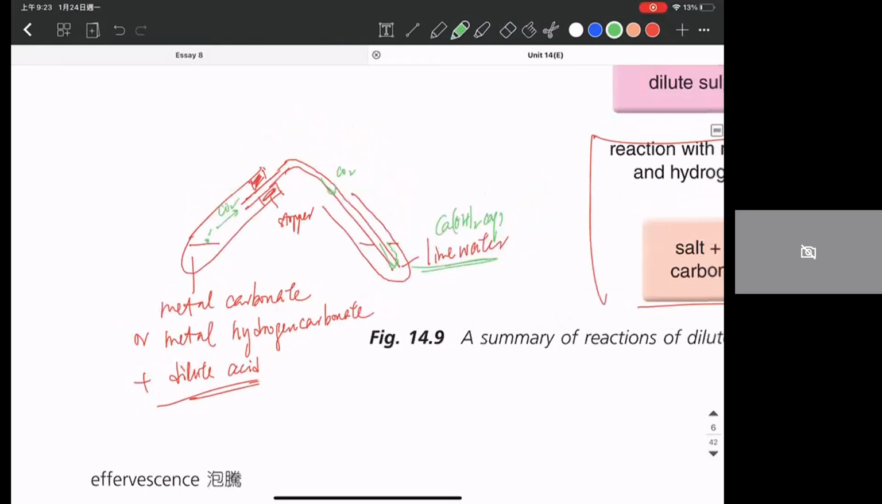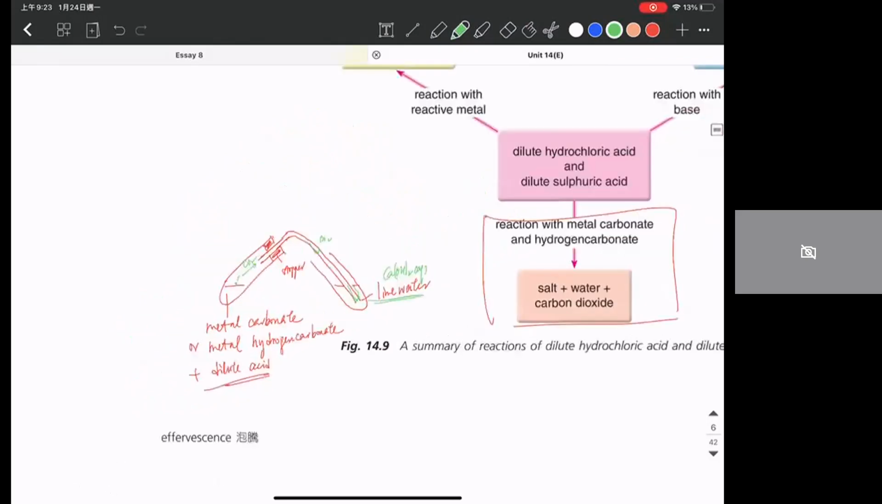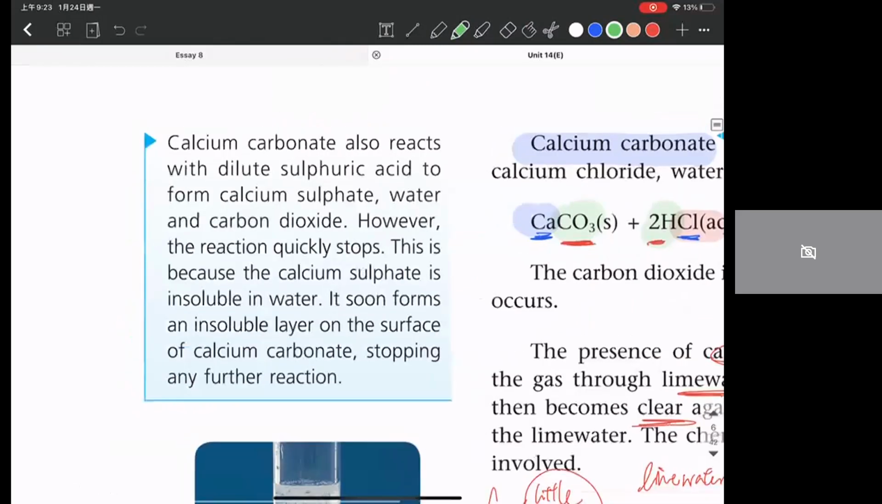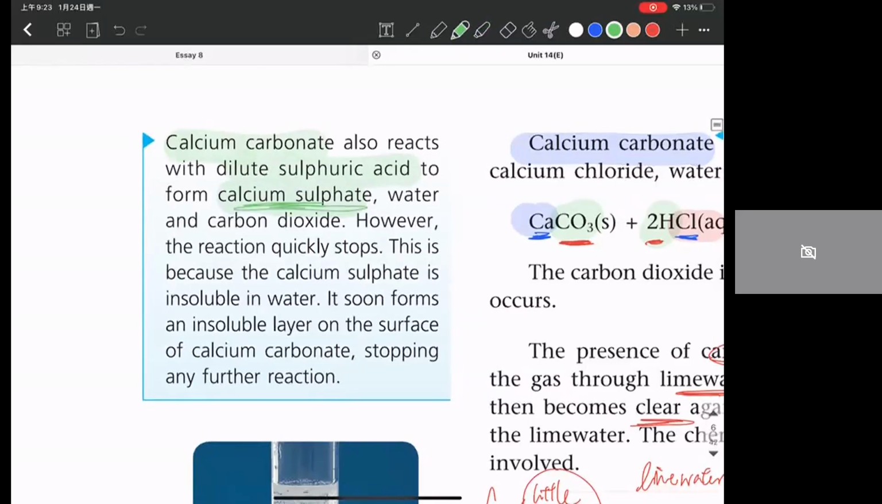Now we come to this. On the top left-hand corner of the book, page 7, the calcium carbonate also reacts with dilute sulfuric acid. But once they form calcium sulfate, what will happen? The reaction quickly stops. It's because the calcium sulfate formed is insoluble in water. It will form a coating on the surface of the calcium carbonate that will stop any further reaction.